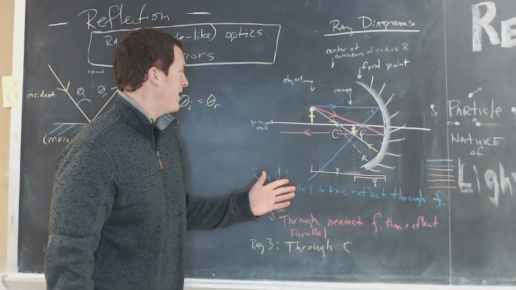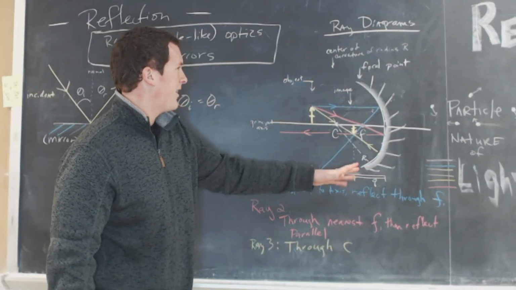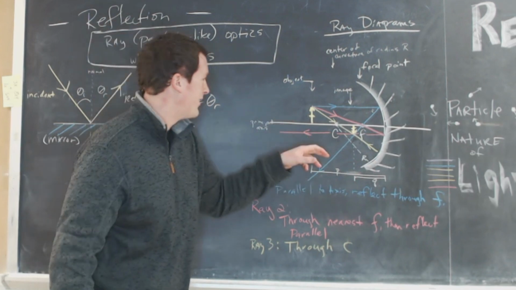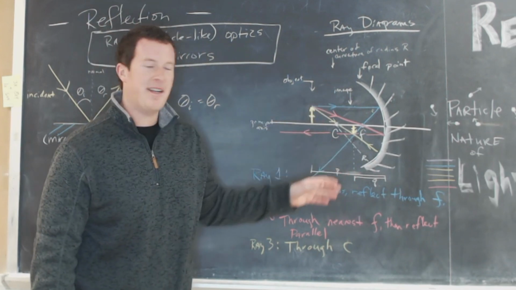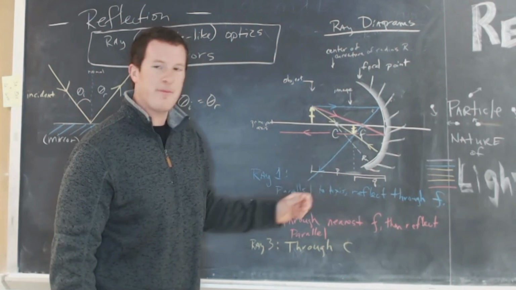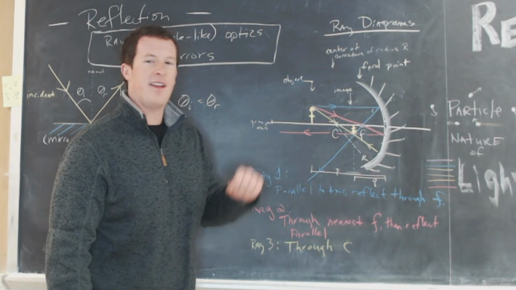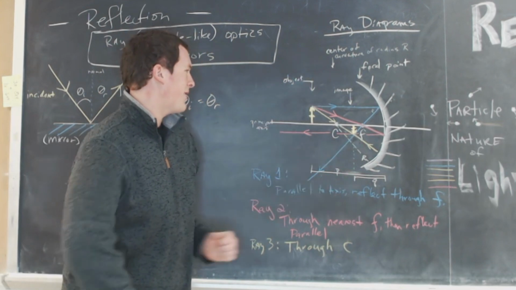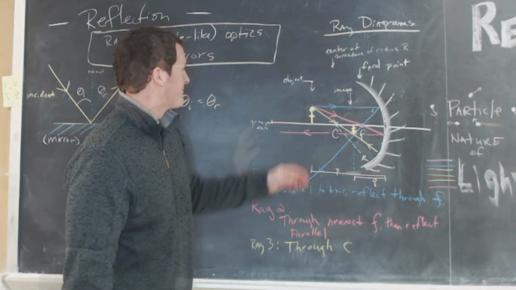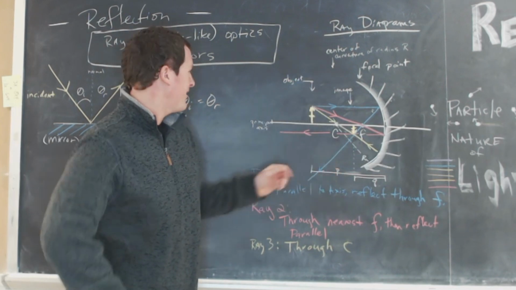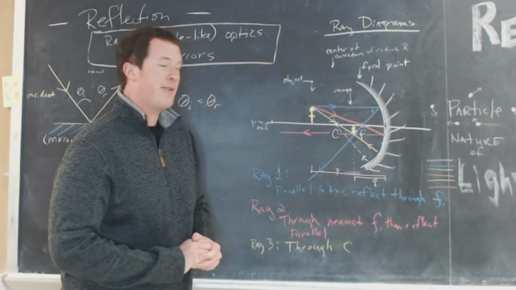All right. So here in this example ray diagram, we have a concave mirror. So drawing a ray diagram is.